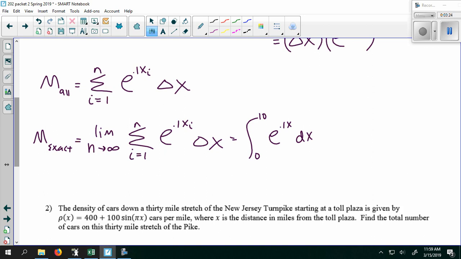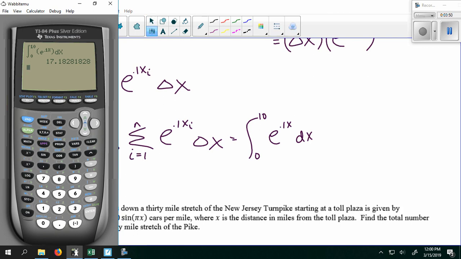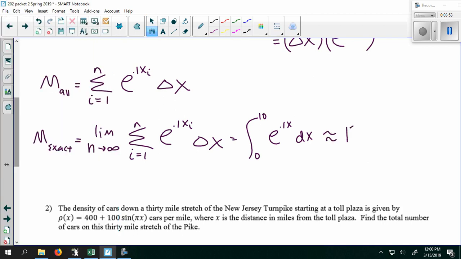So if I use a calculator to evaluate this, I'm going to integrate from 0 to 10 of e to the 0.1 x dx. So it's 17.18. And my units were grams.